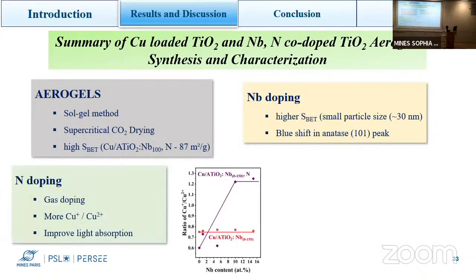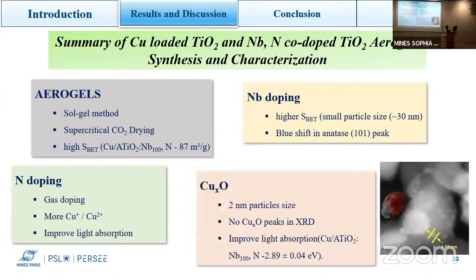And with nitrogen doping, we're getting more copper 1 in the nitrogen doped sample, and it also improves the light absorptibility. And for copper, we observed that it exists as small particles, around 2 nanometers in size, and that's why we didn't see it in the XRD pattern. And copper loading also improved the light absorption.